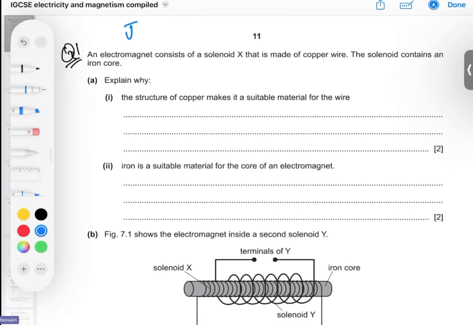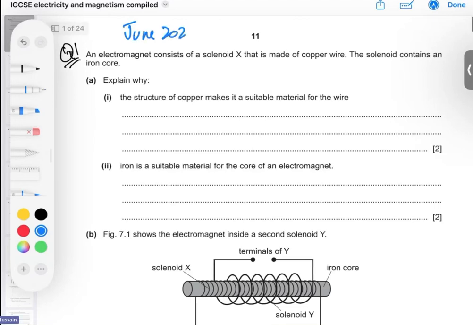IGCSE 0625, June 2020, paper 41. And we are going to be doing questions on electricity and magnetism only. So this is question number 7 of the paper.